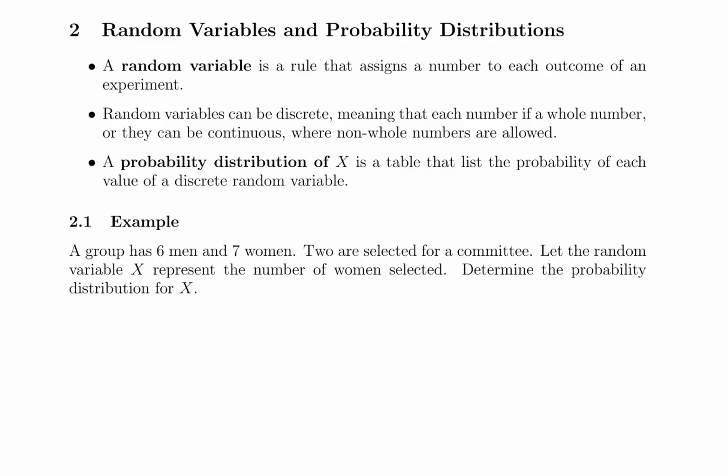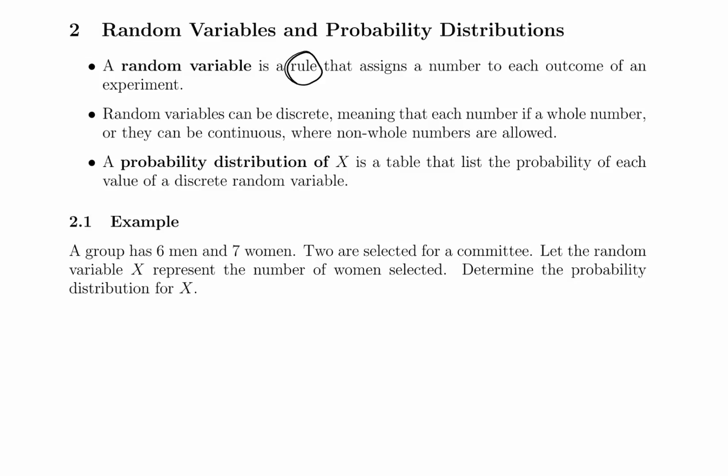Let's continue our discussion of probability. We're going to look at random variables and probability distributions. A random variable is not what we typically think of as a variable. A better way to think of it is as a rule. It's some sort of rule that you've decided, and you assign a number to each outcome of an experiment. This is a way for us to organize data.